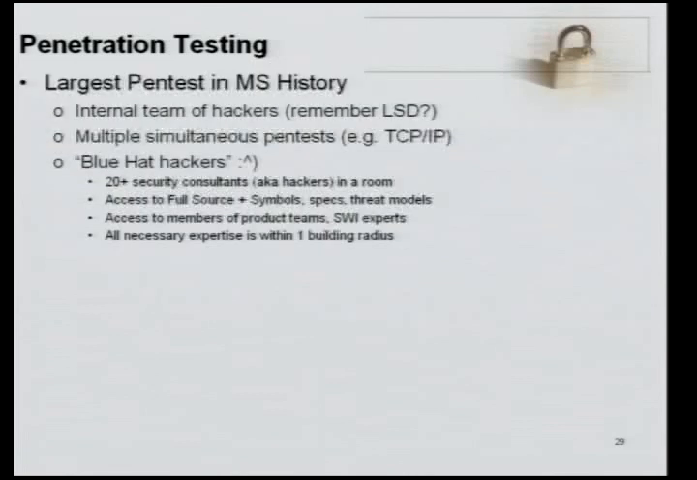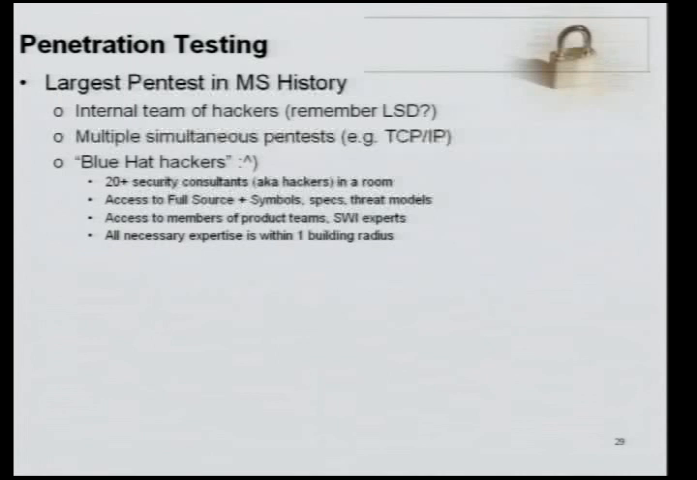If feature reviews are like going to the doctor and he gives you a basic checkup, penetration testing is more like a body cavity search. When I used to talk about this, I used to call this the largest pen test in history, and people that used to work for the government would remind me it's the largest commercial pen test in history.